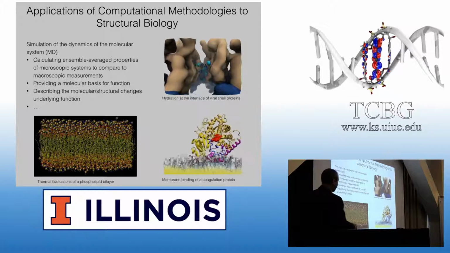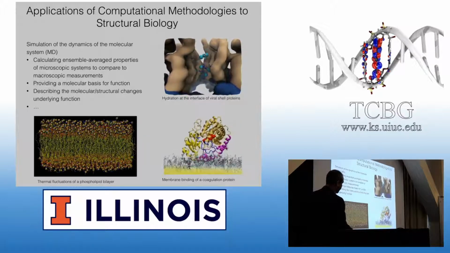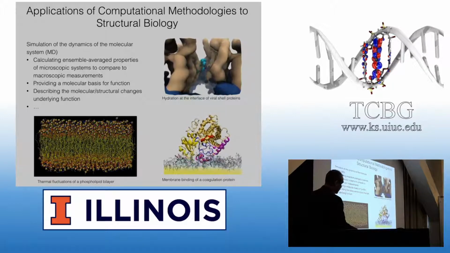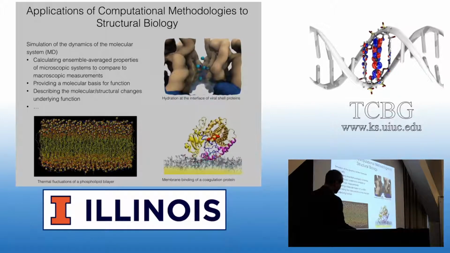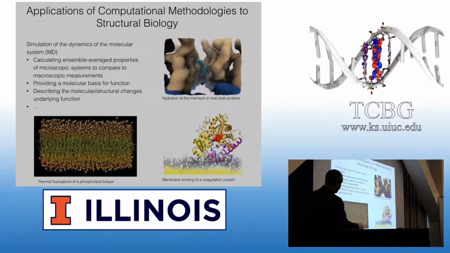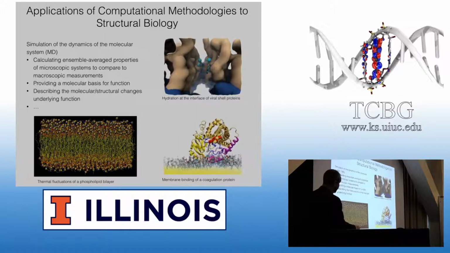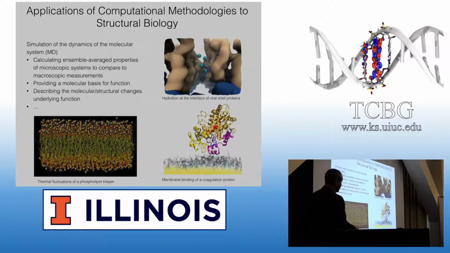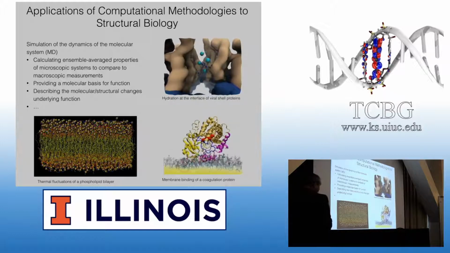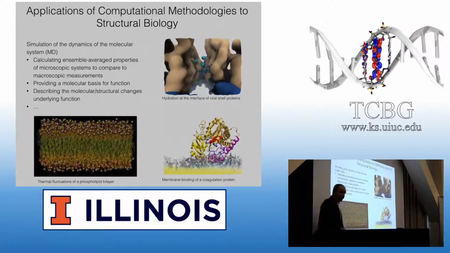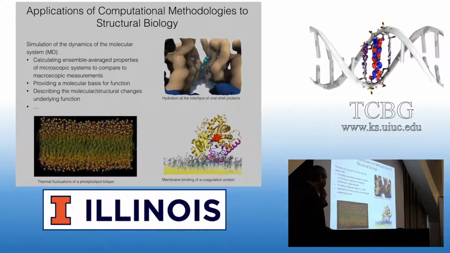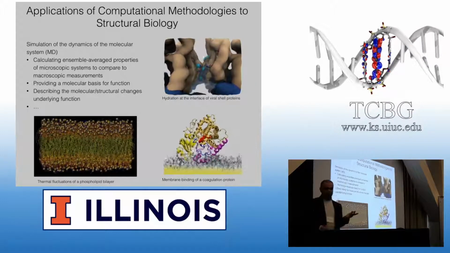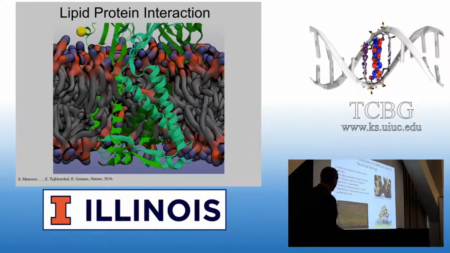So you can see how proteins might bind to the surface of a lipid bilayer, what part of the protein is interacting with lipids, why those lipids are important for the function of the protein. This is the hydration pattern at the interface between some viral shell proteins that might tell you about, I don't know, drug penetration. And this one is just a thermal fluctuation of the lipid bilayer. So again, I'm just giving you some examples of what kind of information you can expect from these simulations.